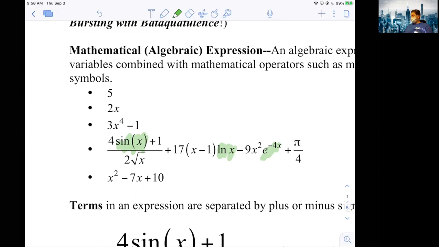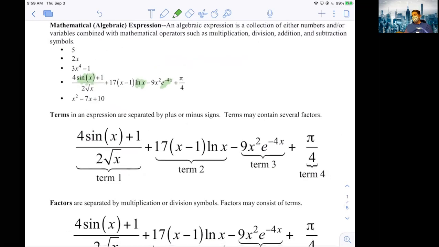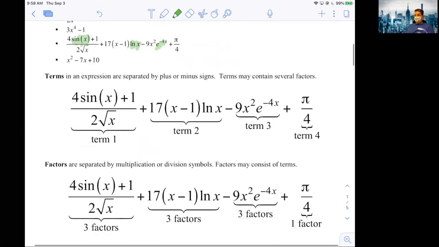So that is another mathematical expression. There's no equal sign in it, okay? So that's the first thing we clarified, the difference between an expression and an equation. Terms, again, we've had this. Terms are separated by plus or minus signs. So in that ugly expression up above, we have 4 terms. Factors are separated by multiplication or division symbols, okay? So now in each of those terms, you can see we have that many factors.